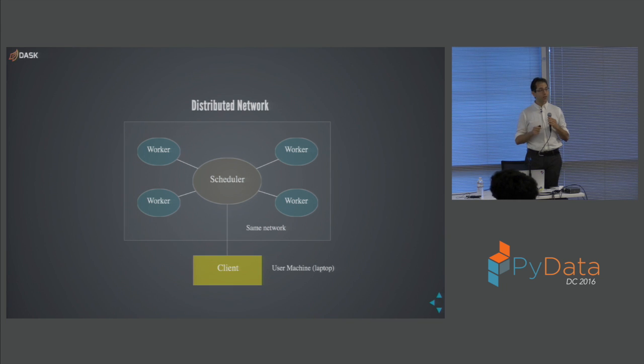So there's a single system, the Dask scheduler, in the middle, that does all of this logic, that coordinates this logic.